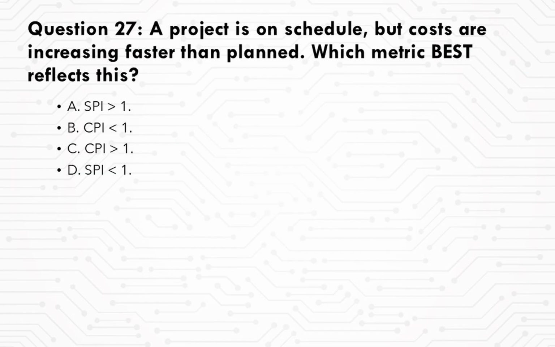Question 27. A project is on schedule, but costs are increasing faster than planned. Which metric best reflects this? A. SPI > 1. B. CPI < 1. C. CPI > 1. D. SPI < 1. Answer B. CPI < 1 means you're spending more than planned, cost inefficiency.